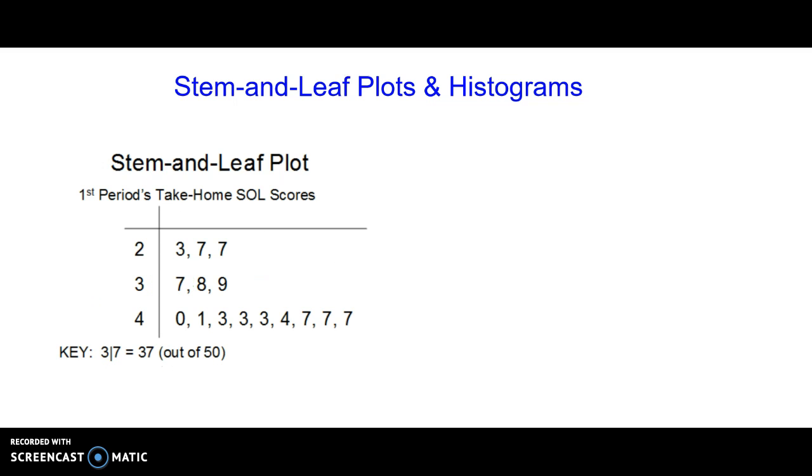So when we take a look at this stem and leaf plot, we see we have a variety of different numbers. We have 23, 27, 27 occurring twice, 37, 38, 39, 40, 41, 3 43s, 44, and 3 47s. So you'll notice when we take a look at the stem and leaf plot, each one of these leaves indicates a specific number.